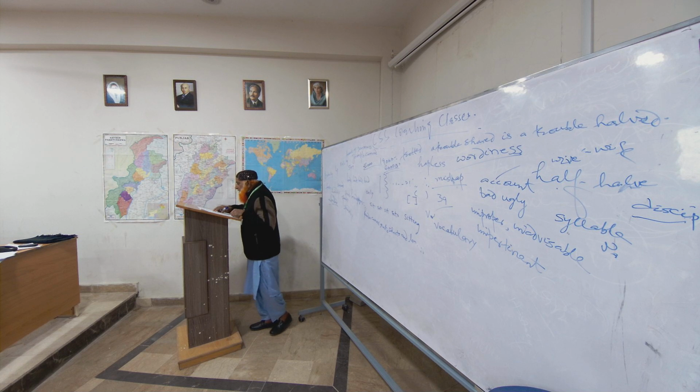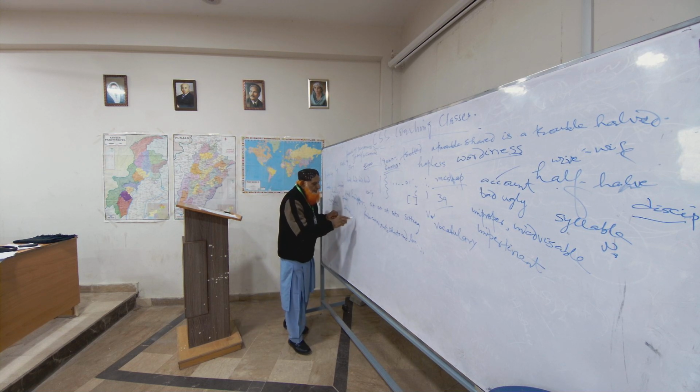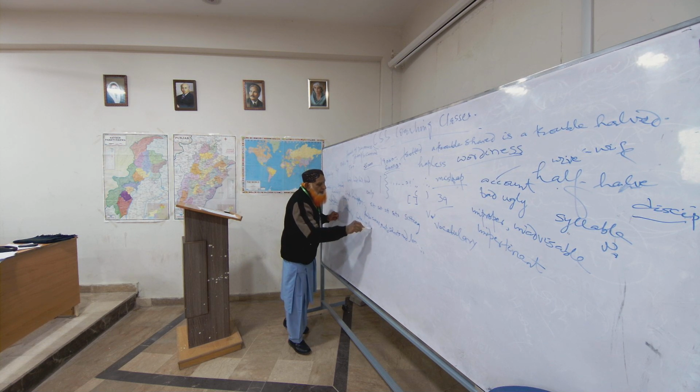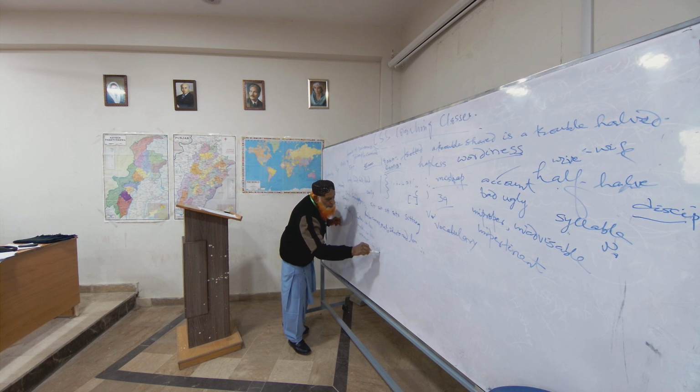Improper use of split words, breaking up words without keeping their right syllables. Improper use of compound words. Now in English we have two kinds of words: simple words and compound words. A compound word is always hyphenated. For example, hodgepodge or father-in-law, three words. Father-in-law, mother-in-law, commander-in-chief. This should be hyphenated.